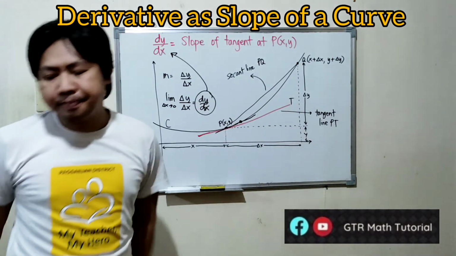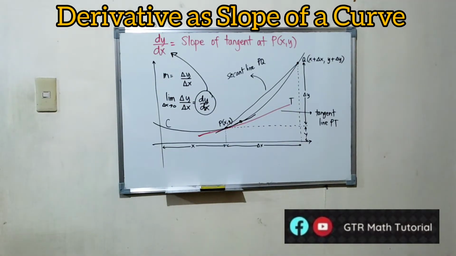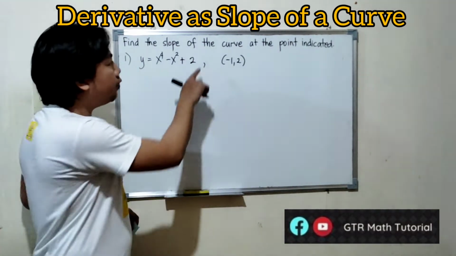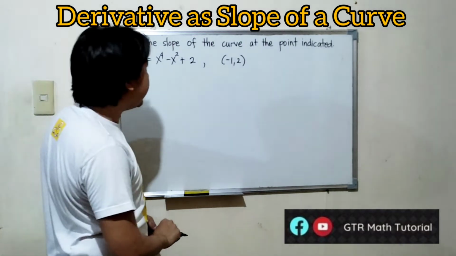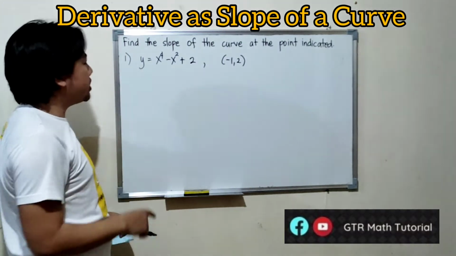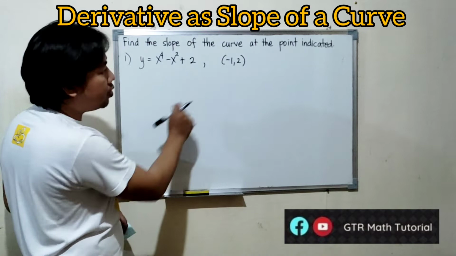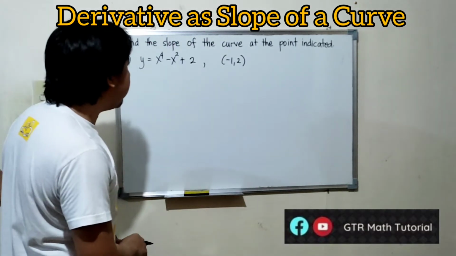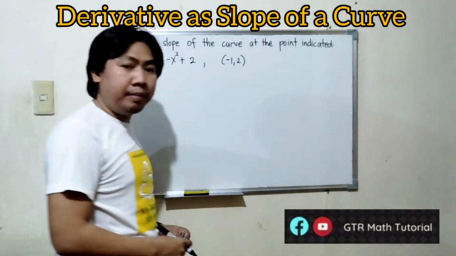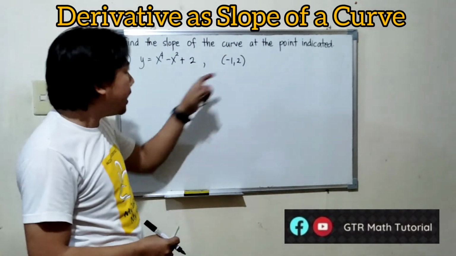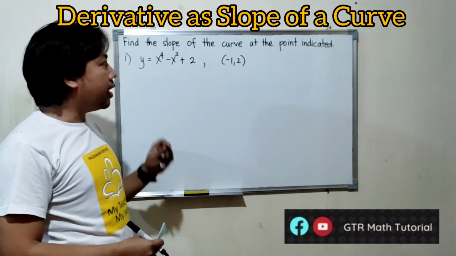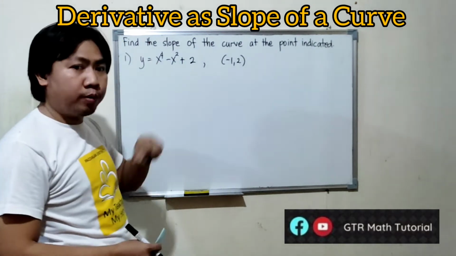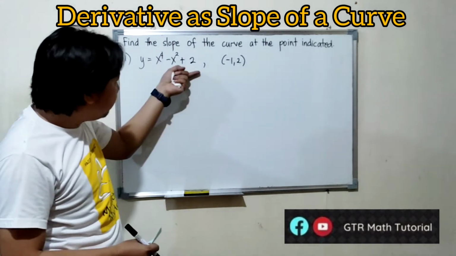Okay, so example. Number 1. Find the slope of the curve at the point indicated. So number 1, y equals x to the fourth minus x squared plus 2 at point negative 1, 2. So to find the slope of the curve, that means the slope of the tangent line at this point. So applying the definition of derivative, the derivative is the slope of the tangent line. So find the derivative first of this function.